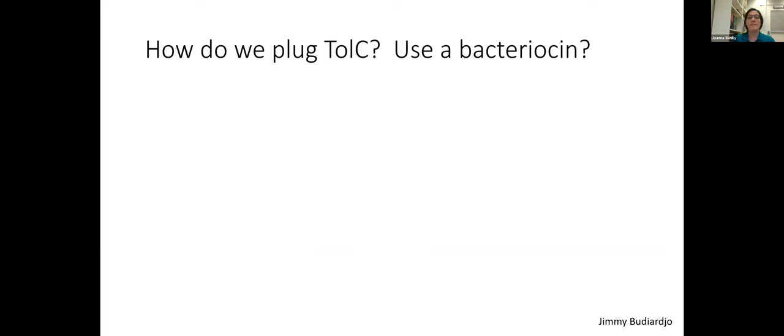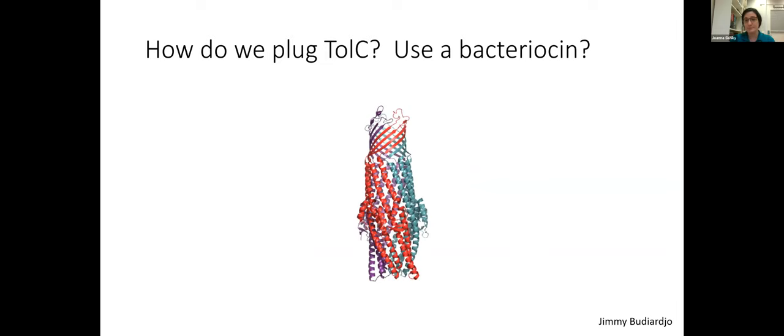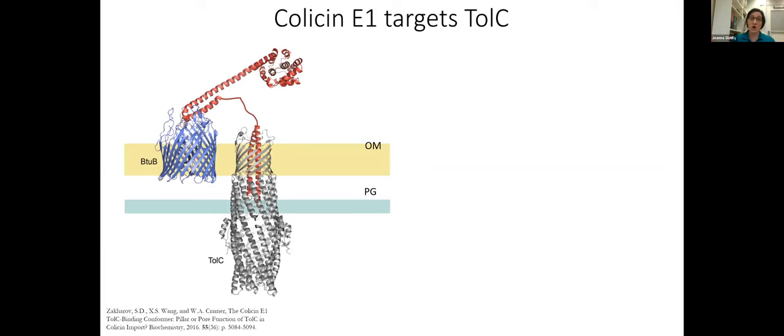And so this is an idea by Jimmy Budiarjo in my lab, where he said, you know, there is a bacteriocin that is known to interact with TolC. Maybe that could be used for a plug. And if we could plug TolC, then we could stop antibiotics from getting pushed out. So here was what was known about colicin E1 interacting with TolC. So there are two models.